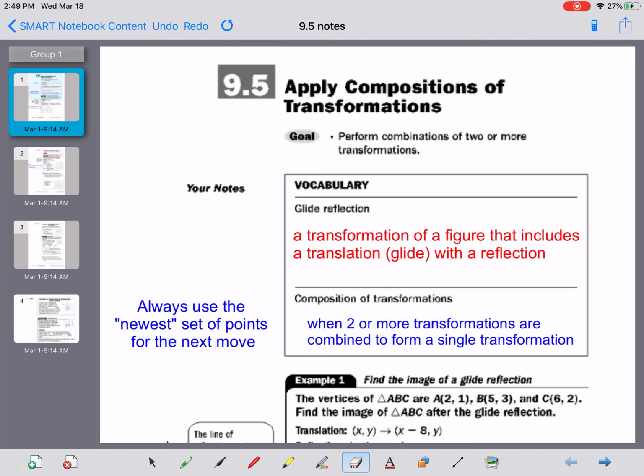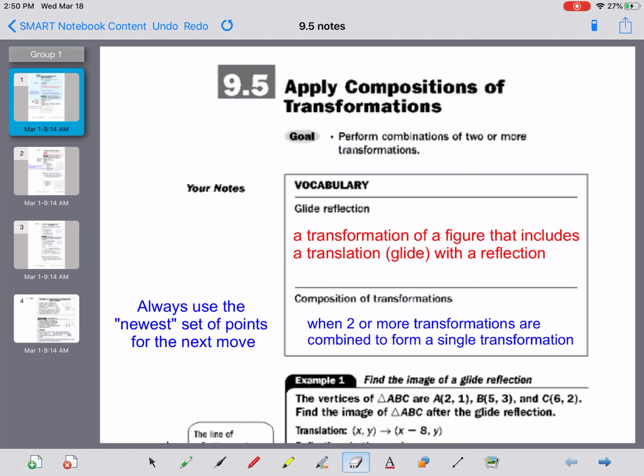If you recall from chapter 4, we learned 3 transformations. We had the translation, which slides a figure across the graph. We had a reflection, which flips a figure over a line. And we had a rotation, which turns a figure around a point. With a glide reflection, we're matching 2 of those. We're gliding and then reflecting.